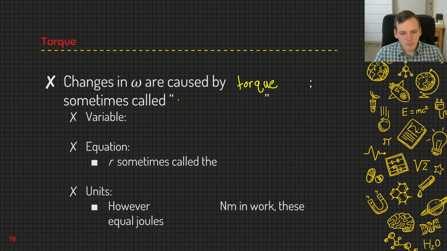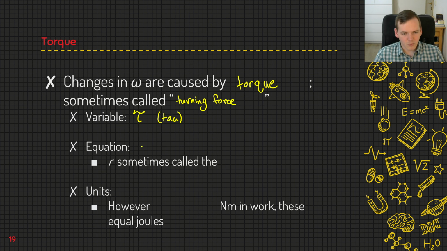And sometimes you'll see it called turning force. Sorry, I blanked on the term for a second. So it's the force that can kind of make things turn, if you want to think about it that way. The variable for torque is the Greek letter tau. You can look that up if you want to see a typeface version of it.